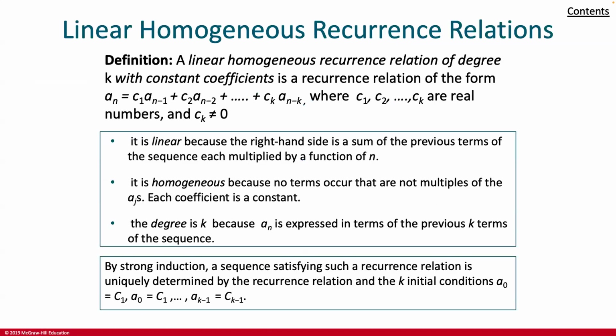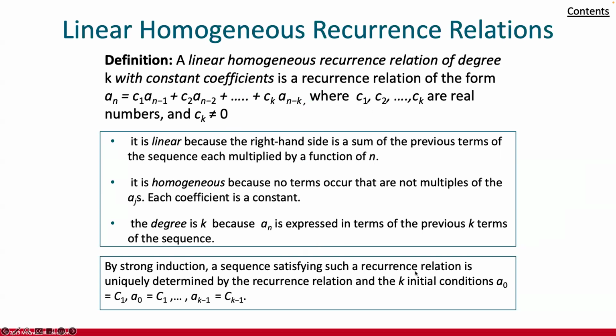Okay, for linear homogeneous recurrence relations, we have a definition here. A linear homogeneous recurrence relation of degree k with constant coefficients is a recurrence relationship of the form that's shown here, where c sub 1, c sub 2, all the way to c sub k are real numbers, and c sub k is unequal to 0.